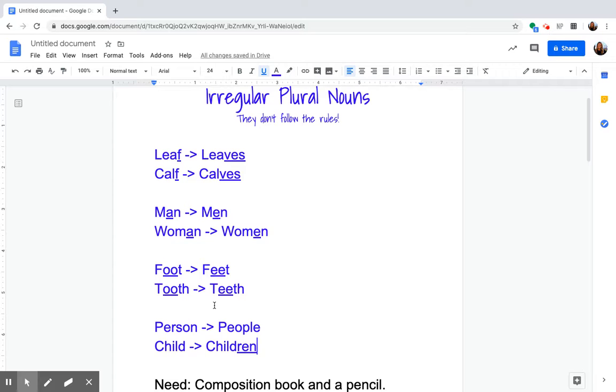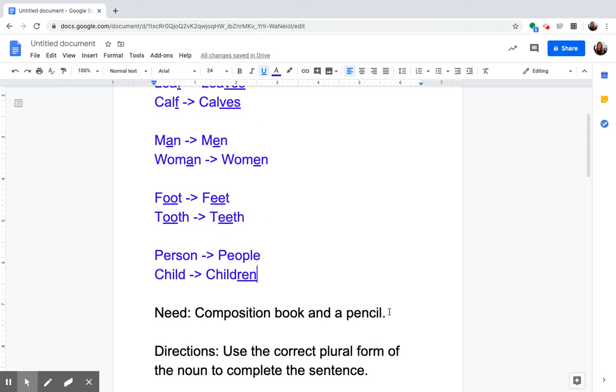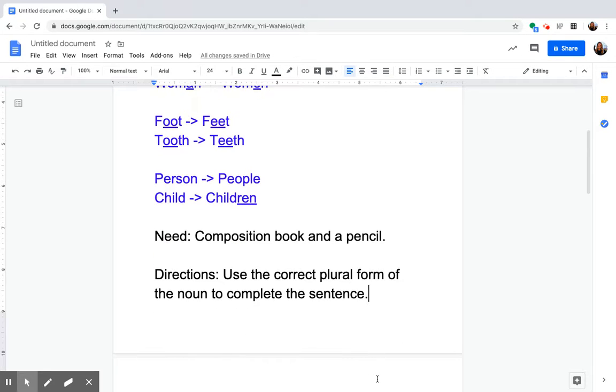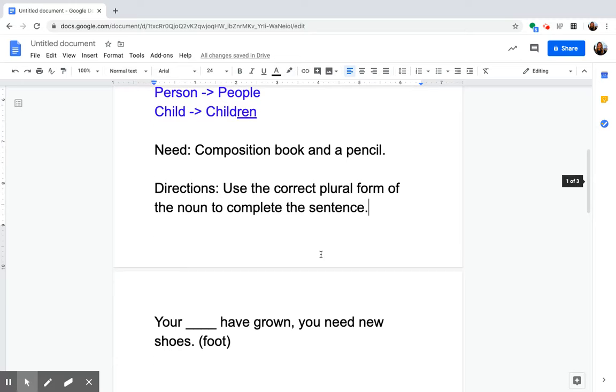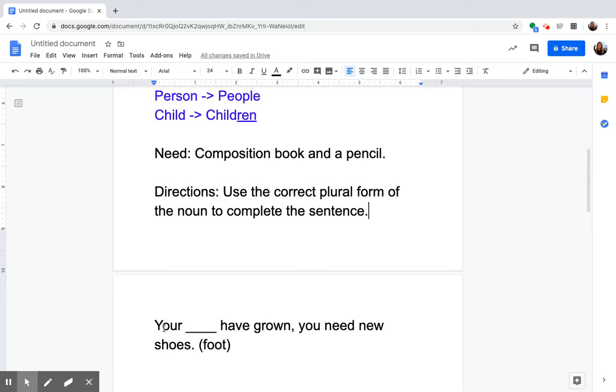For our work today, you need a composition book and a pencil. Directions are to use the correct plural form of the noun to complete the sentence. Our first sentence says, your blank have grown, you need new shoes. The singular noun that we are given is foot. We need to change this noun, foot, into its plural form to talk about your two blank.